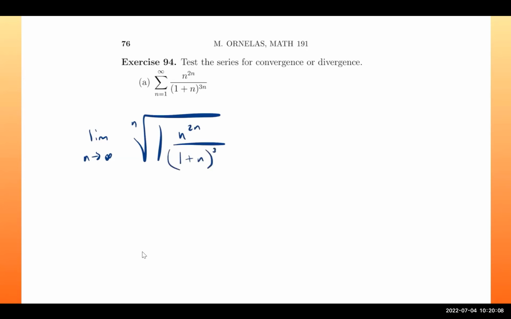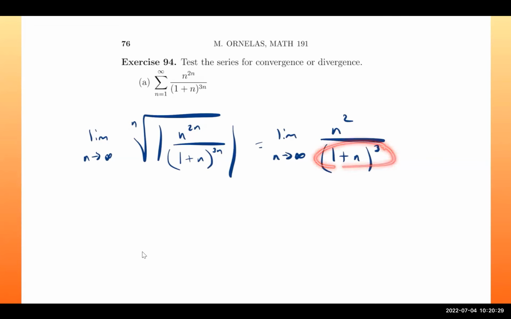All right. This one, as you can see, these are both raised to some form of n, which means the root test makes the most sense. So the root test would be the limit as n approaches infinity of the nth root of the absolute value. Okay, so when you take the root, the n's are going to cancel out, and you're going to be left with the limit as n approaches infinity of n squared over 1 plus n to the third.